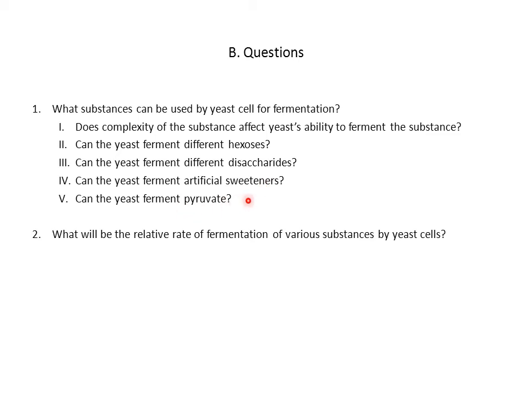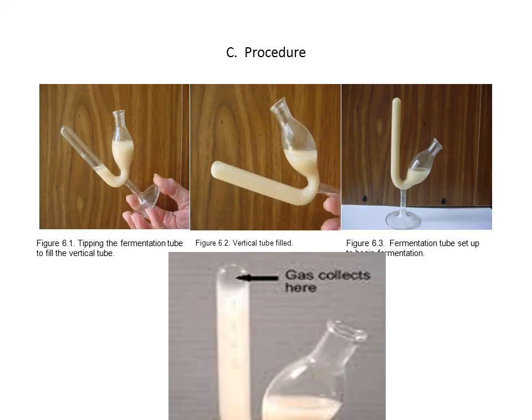And this pyruvate question gets at understanding how the cycle of glycolysis and fermentation work. So we need to be able to critically think about why pyruvate would work or would not work. And then we'll address to a lesser extent what the relative rates of those fermentation are on those substrates. So, is one substrate preferable?